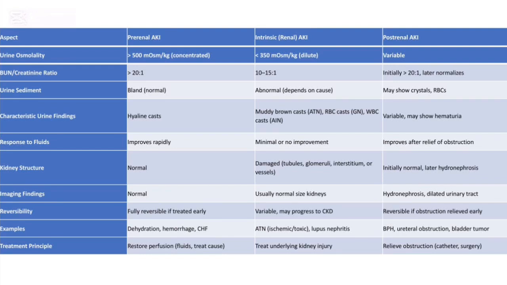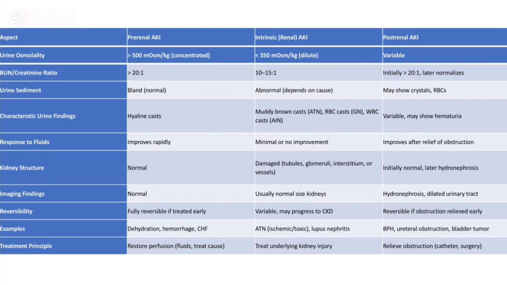Urine sediment. In prerenal AKI, urine sediment is typically bland because there is no structural damage. In intrinsic AKI, sediment reflects the underlying pathology: muddy brown casts in ATN, necrotic tubular cells, RBC casts in glomerulonephritis, and WBC casts in interstitial nephritis. These findings occur because damaged cells and inflammatory elements are shed into the urine. In postrenal AKI, sediment is variable and may include hematuria or crystals, depending on the cause of obstruction.